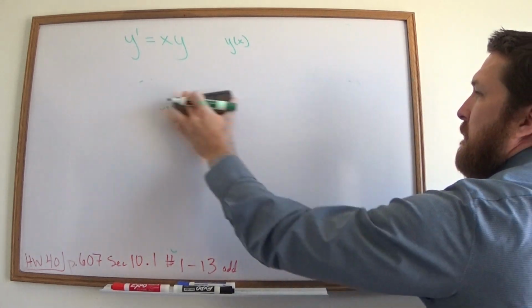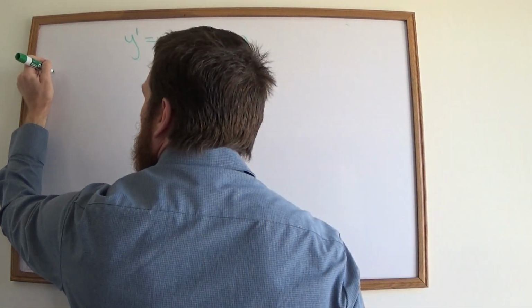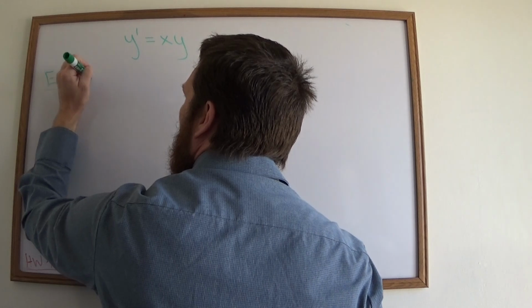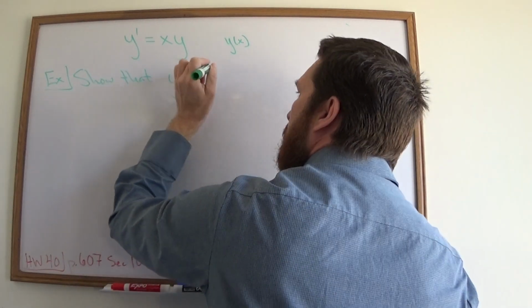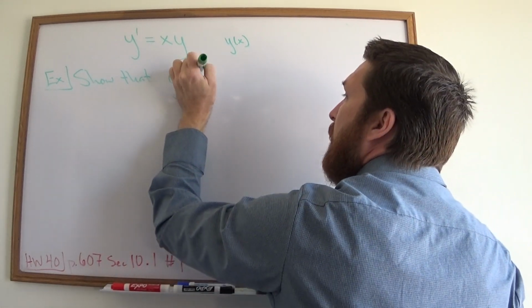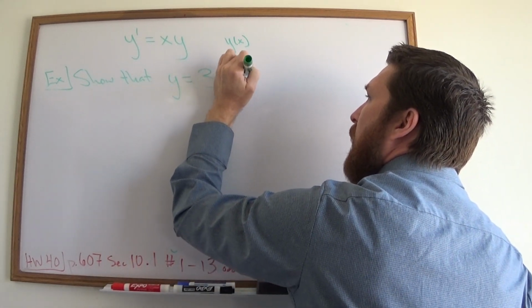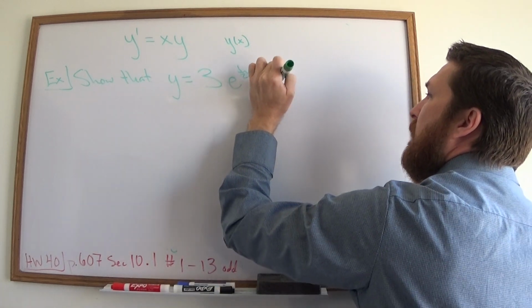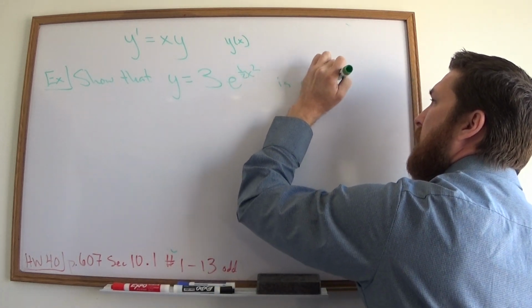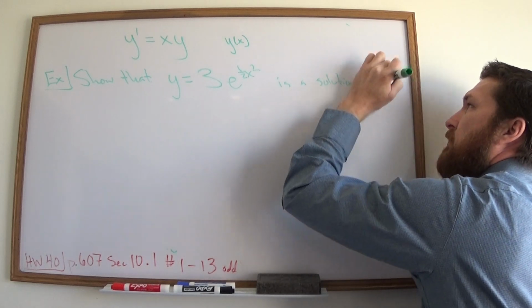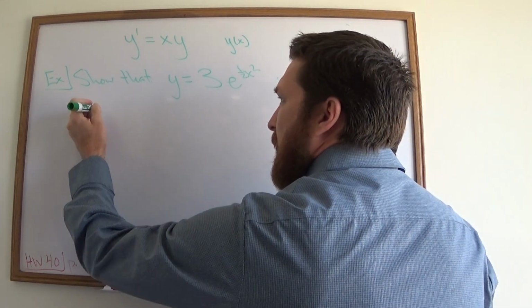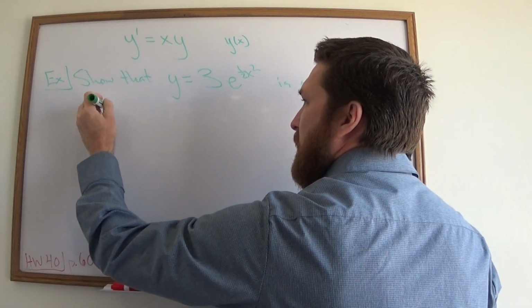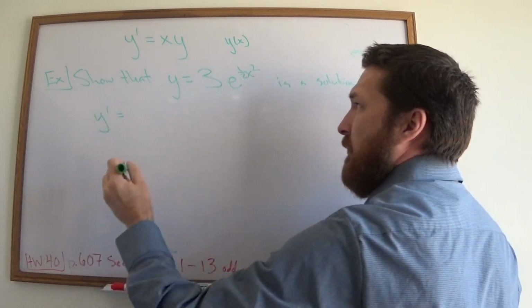Okay, example. Show that y equals 3 e to the 1/2 x squared is a solution to that one. Simple. Let's just take the derivative. Right. We've done these before, right? Like you've had homework before where it's like show that this is a solution to this differential equation.